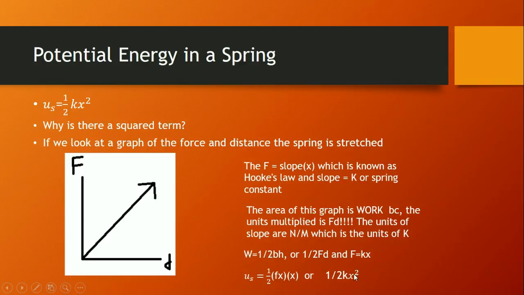So basically, the slope of this line is the spring constant, k. And so force equals kx. And then the area of the graph is work, which is force times distance. So the area of this graph is 1/2 base times height. Base is distance, height is force. And we know from Hooke's law, that's the whole point of the slope, force equals kx. So if we plug that into our work equation here, we will get this formula. So that is a little bit about how to derive the potential energy of a spring.